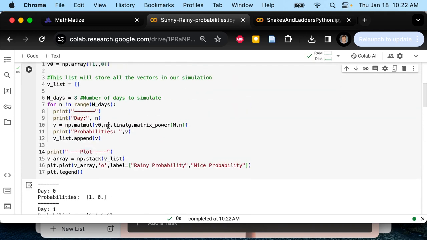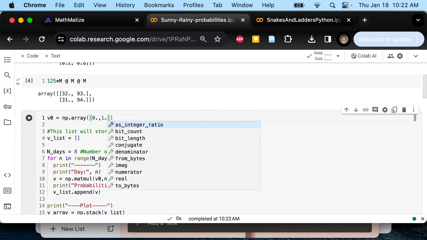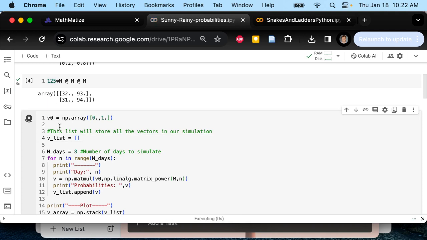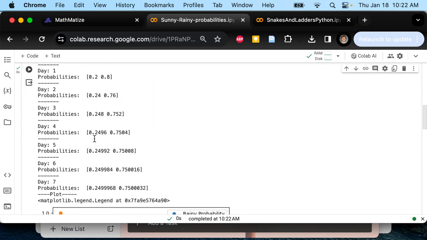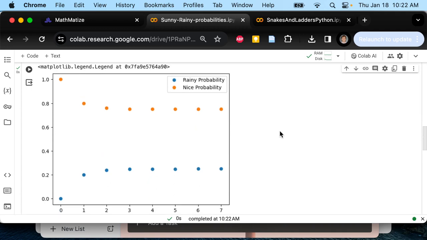It works. If you run it from a different starting position, let's start with a nice day. So this is (0, 1), starting from a nice day instead. And let's see how it looks differently. So in this one, the beginning is different, but by the end, it looks very similar. The rainy day probability is very close to 25%, and the nice day probability is close to 75%.